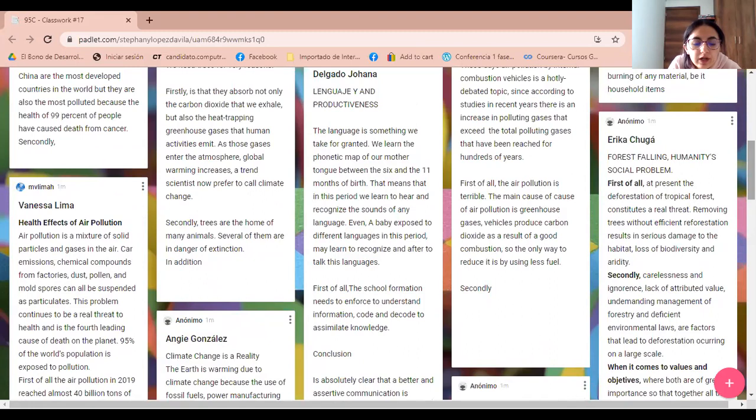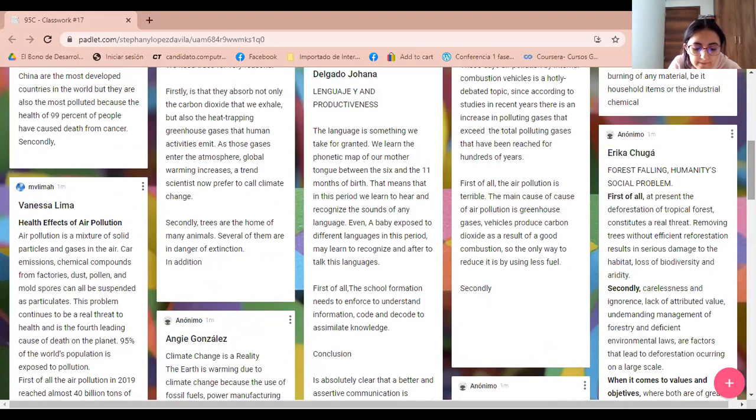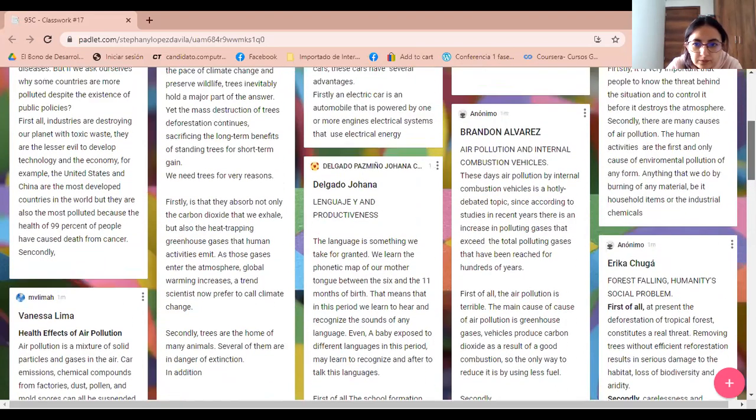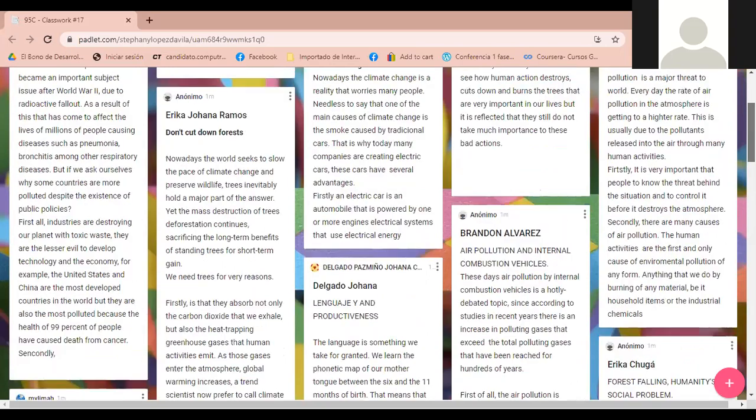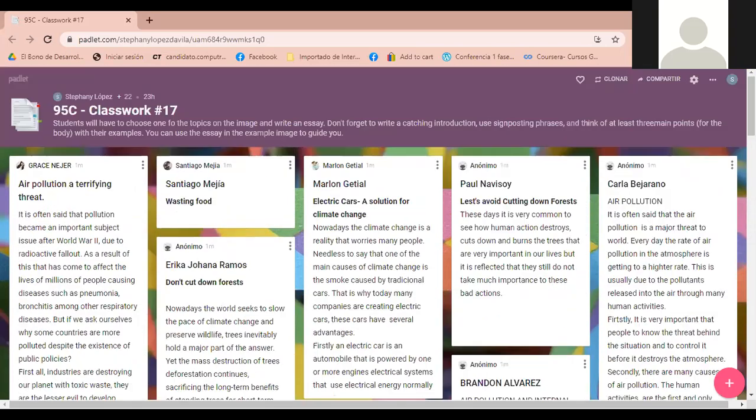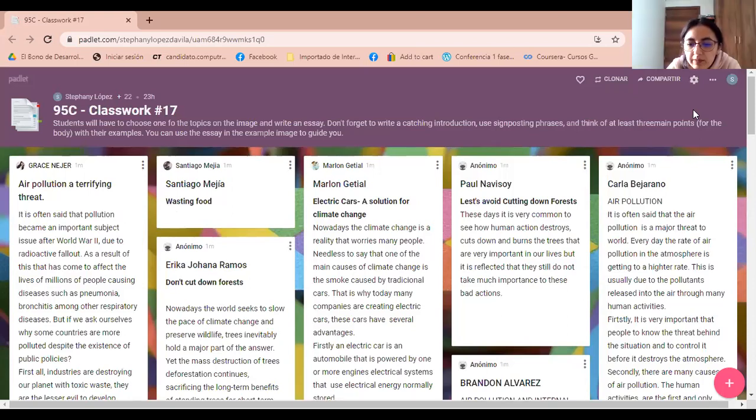Joana Delgado, ojo con la escritura de language, ¿no? A revisar cómo escribir bien. Language. Con A y con G. Ya, teacher, me confundí. Hurry up, guys. We have almost 12 minutes to end the hour.